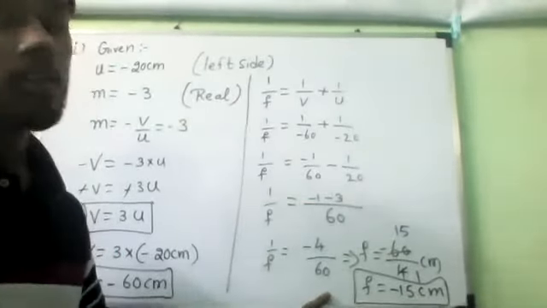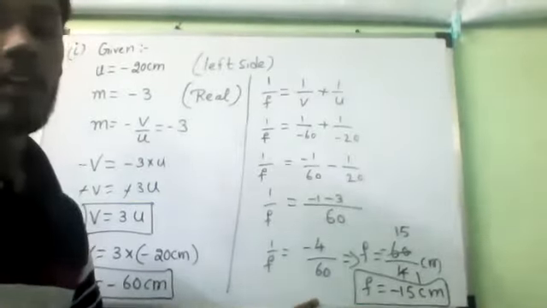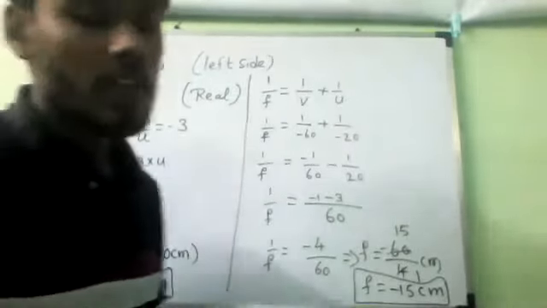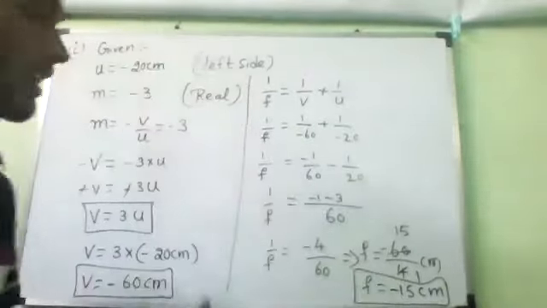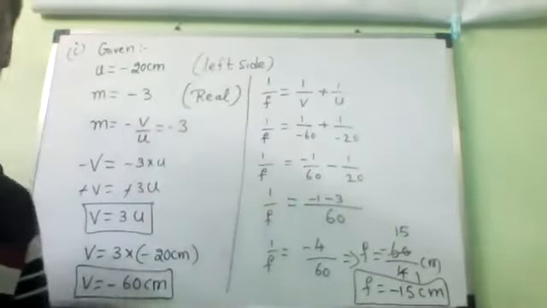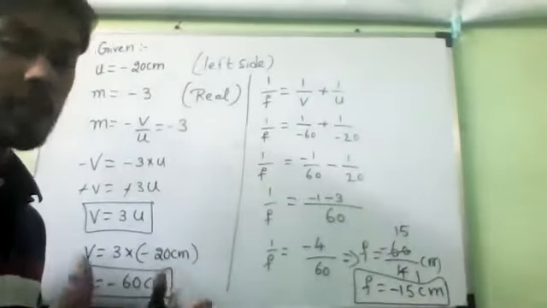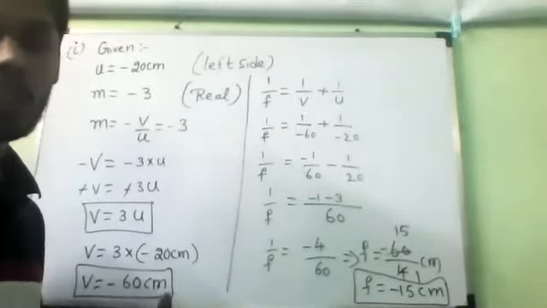f is equals to what? Minus 15. 15 centimeter. Now they are saying that 3 times virtual image we should get. So what is the object distance they are asking? Is the first case completed? Tell me. Yes, sir. Completed. While I am solving, you need to solve along with me.